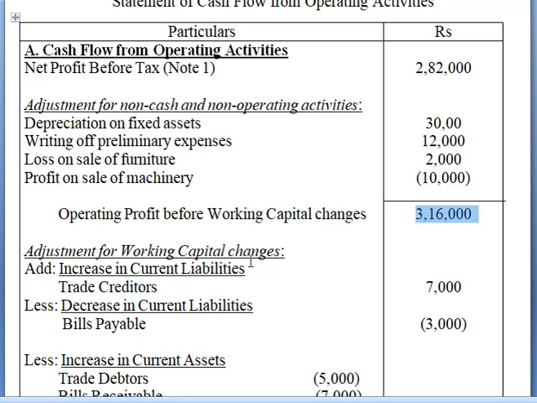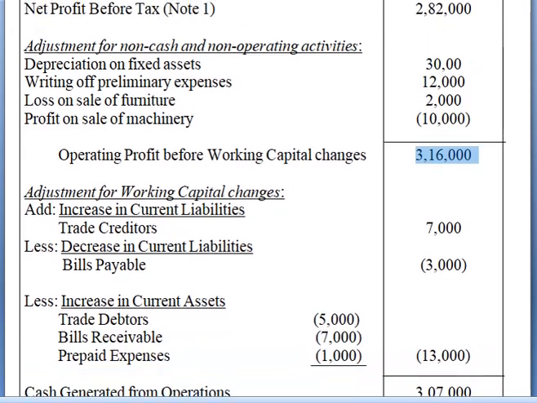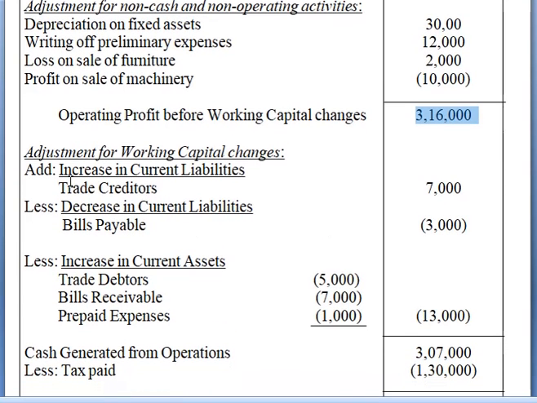And we have to do the adjustment for working capital changes. You can see here, whenever there is an increase in current liabilities, you do the addition. Now check here in the question, trade creditors. Previously it was 25,000, but this year it is 32,000. So it is increasing by 7,000. Whenever the current liabilities increase, you have to do the addition, and whenever the current liabilities decrease, you have to do subtraction. So you can see here in bills payable, previously it was 20,000, but this year it is only 17,000. So bills payable are decreasing by 3,000.